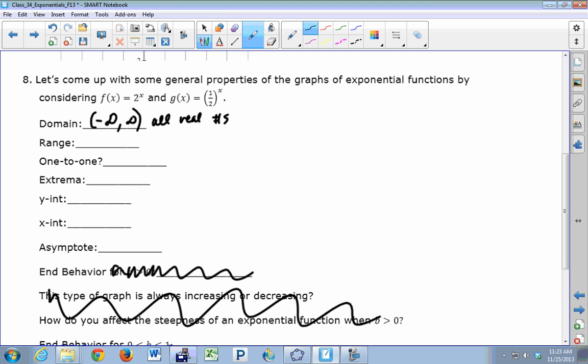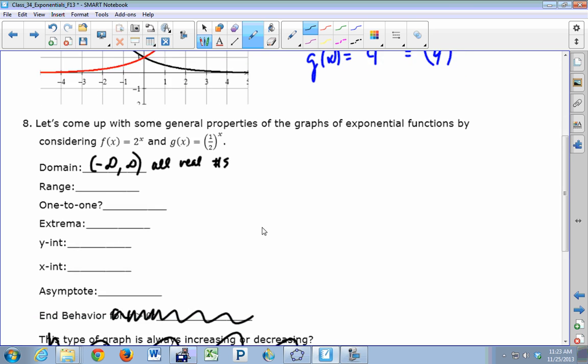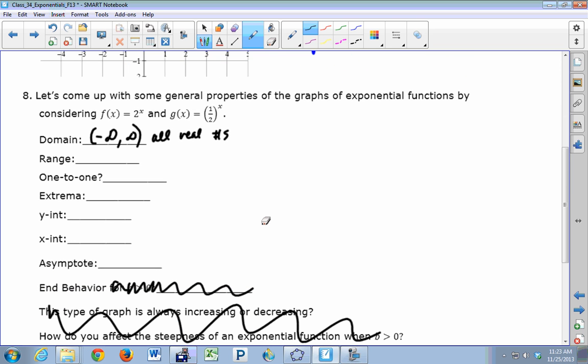What's the range? Can someone help me out with the range if I started looking at all the possible outputs for either the red function or the black function here? What would be the range in interval notation? Smallest to largest value in interval notation. 0, infinity, and then what do I use for parentheses? Right, because we can't be 0. So we go 0 to infinity. So we're non-negative. Our range is all non-negative numbers.